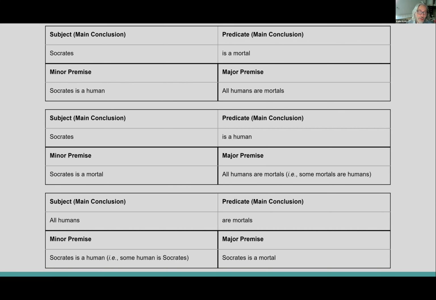The third version would put the first sentence as the conclusion. All humans are mortals. All right, now I need to know, well, which of the premises is about humans? Socrates is a human. That's the premise about humans. So we would organize it as the minor premise of the argument. Which premise is about mortals? Socrates is a mortal. That would be the conceptual overlap with the predicate of the argument.